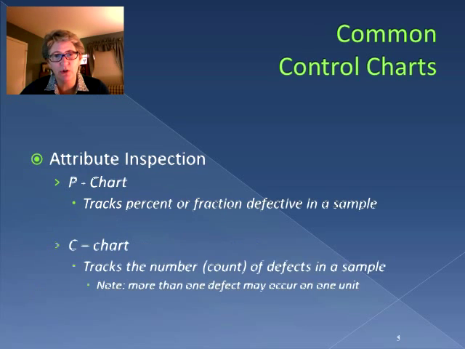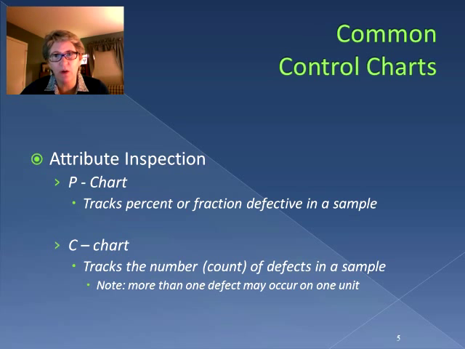For the attribute charts, we're looking at a P chart and a C chart. A P chart can track the percent or fraction defective in a sample. So that'll tell us out of a sample how many or what percent of defective units we actually have. Whereas the C chart just tracks the number or a count of defects in a sample. The big difference between the P chart and the C chart is the C chart allows us to count defects that occur on a product, and there can be more than one defect on a product. So that's the big difference between the P chart and the C chart.